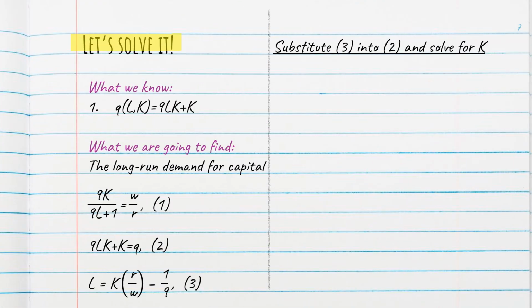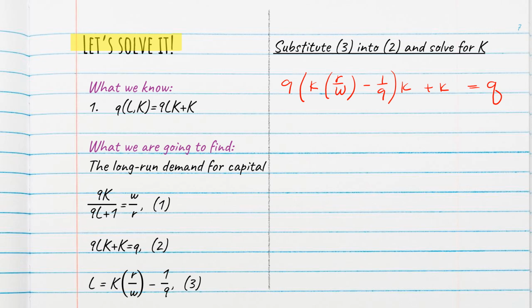The next step is to take equation 3 and substitute it into the isoquant condition. So what I mean by that is I'm going to take this big ugly equation 3, and in place of L, I'm going to put that. So I have 9 times K times R over W minus 1/9. That's L. Don't forget about the K, times K plus K is equal to Q. It's ugly, but we're going to make it work.